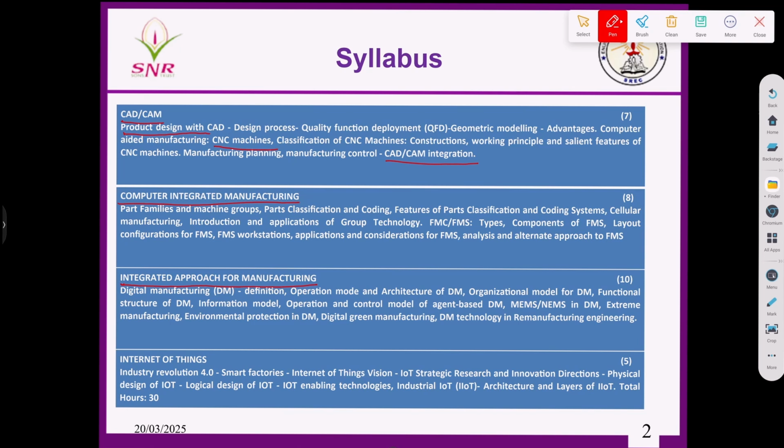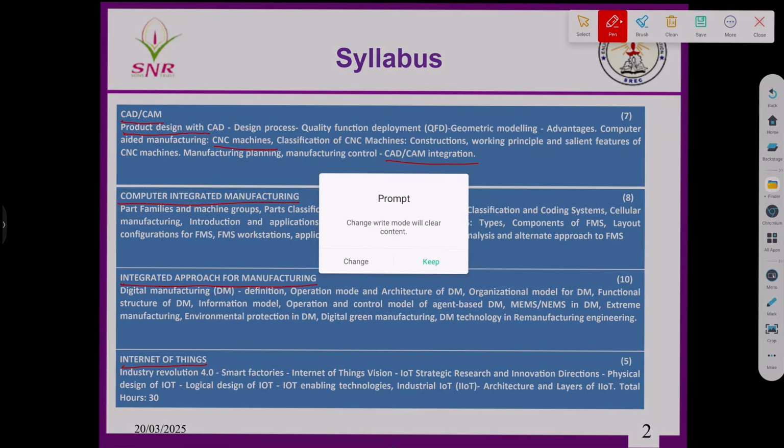The fourth module will be covering the Internet of Things, which is the latest trend in industries, where the connection between machineries to enable a highly productive manufacturing environment is discussed. So these are the topics that will be discussed in this particular course.